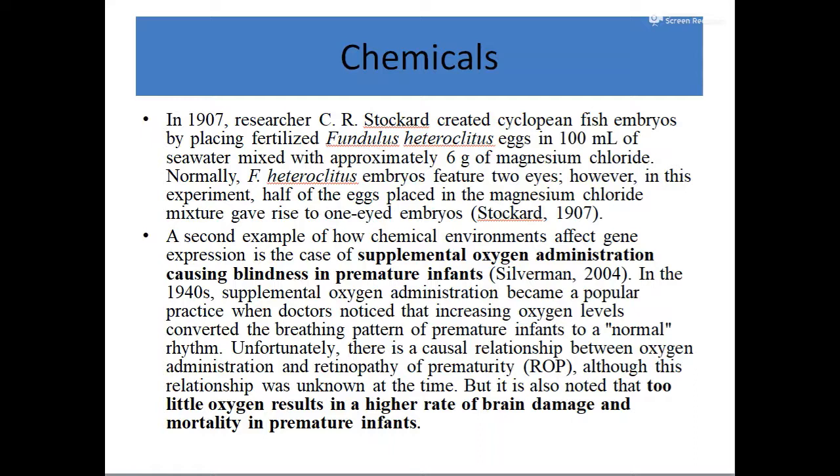Usually the fish normally has two eyes, but in the presence of a particular chemical called magnesium chloride, the embryos developed into a one-eyed embryo. So this was the first instance at which it was shown that chemicals could influence the expression of particular genes. And like that, we have different examples of different chemicals.